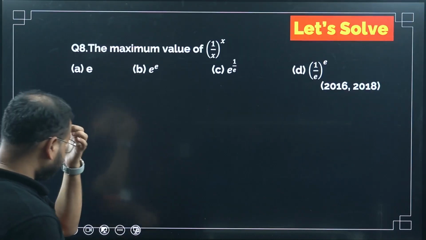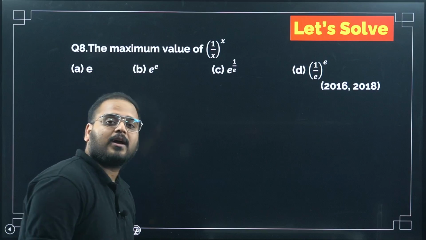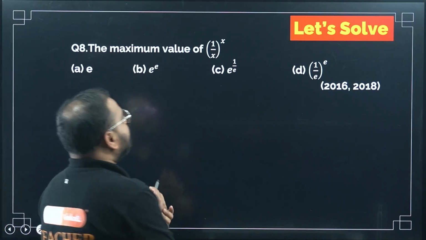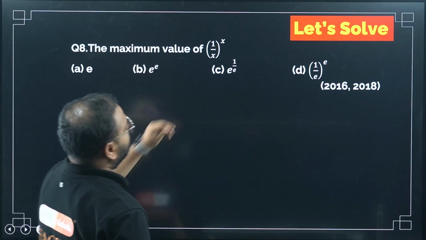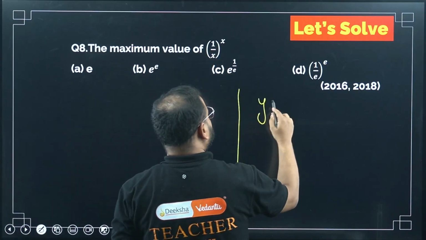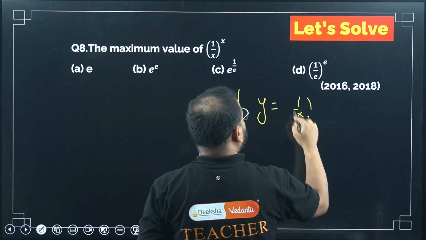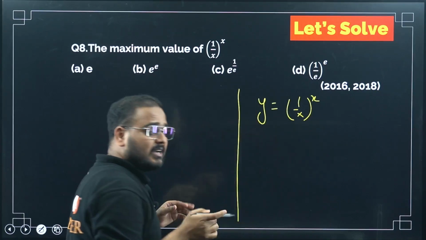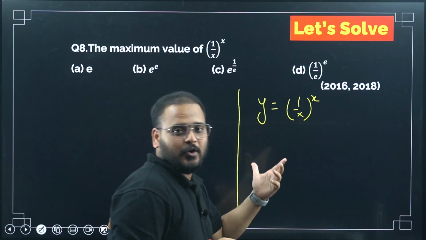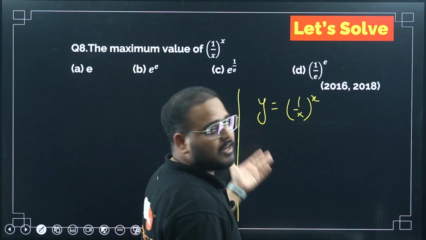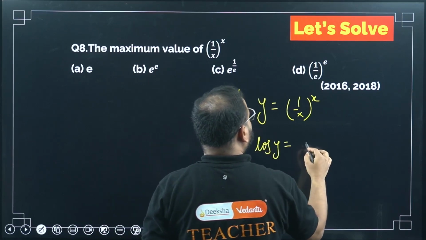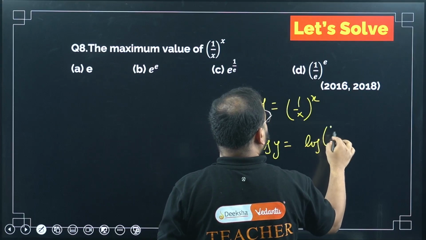8th problem. Now this is a very good question. So far all simple questions, you all had fun. Let's use your mind now. The maximum value of this, you have to maximize this now. What is the function given? Function is given as y equals 1 by x to the power x. What did we learn in differentiation? Whenever I have a power or product or quotient, what do we use? We simply take log on both sides. Log of y equals log of this thing.